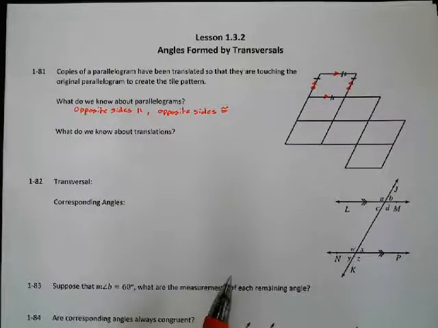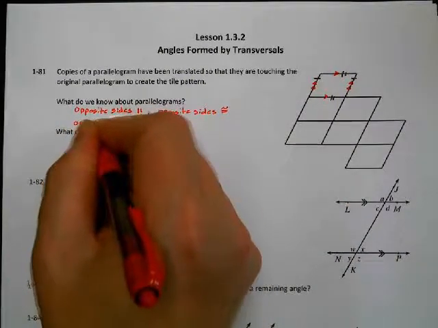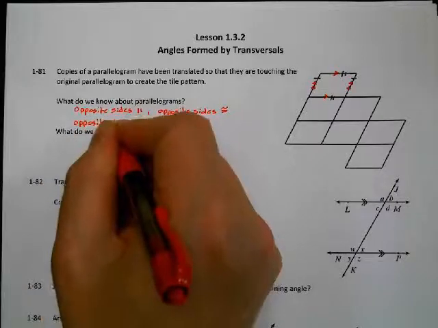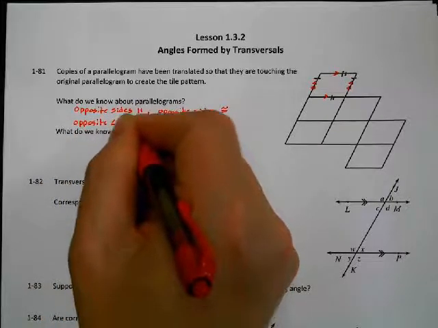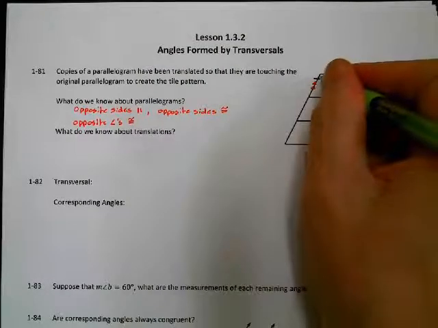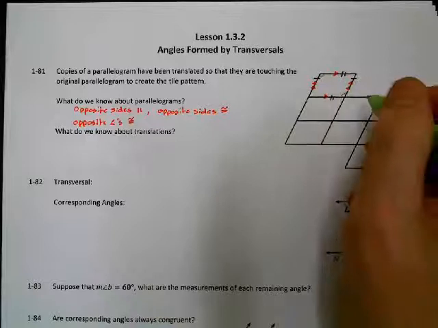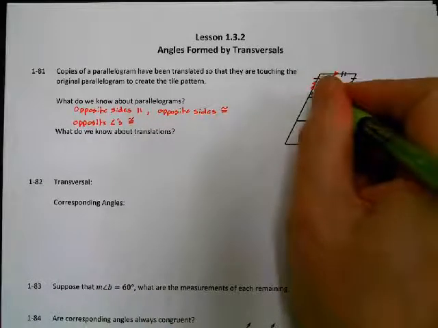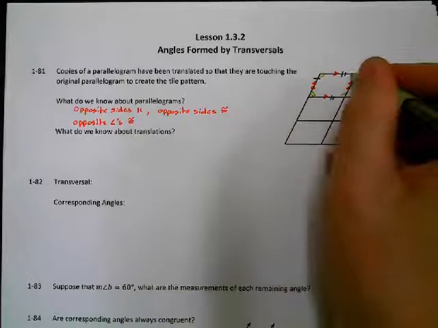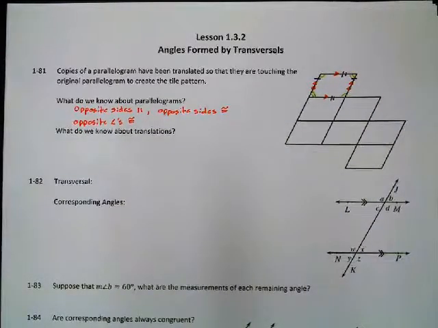We know that the opposite angles are congruent. So when we say opposite angles, we are talking about, let's do green, like this angle here should be the same as this angle down here. And then this angle here is the same as this angle over there. Lots of stuff on our shape here.